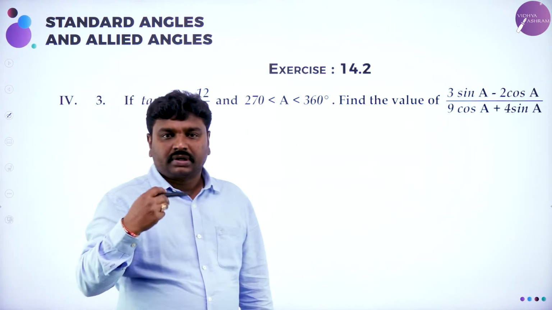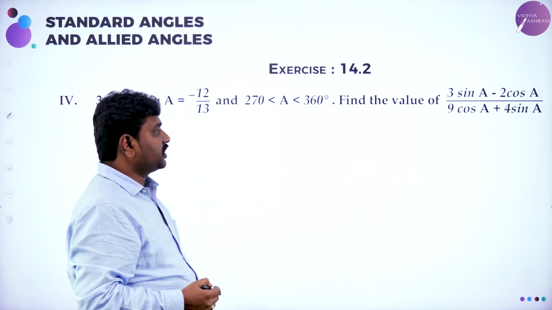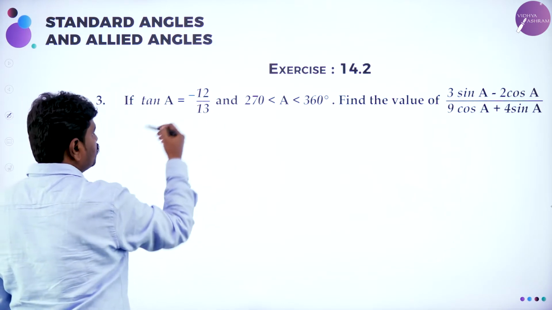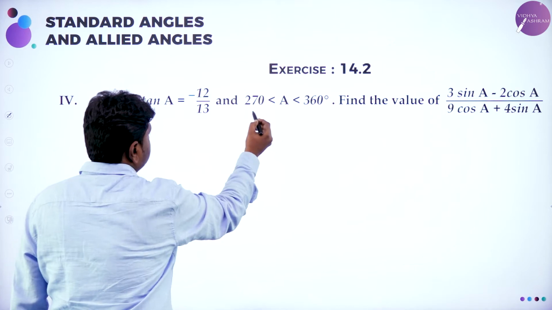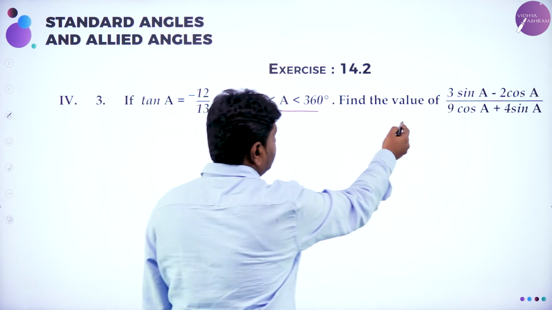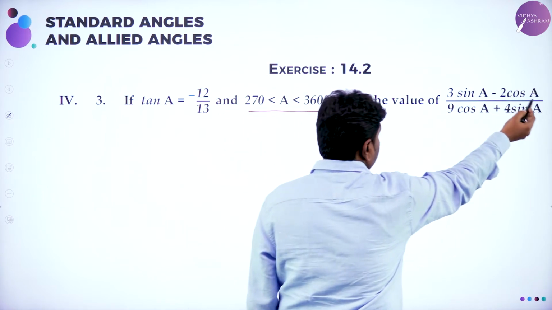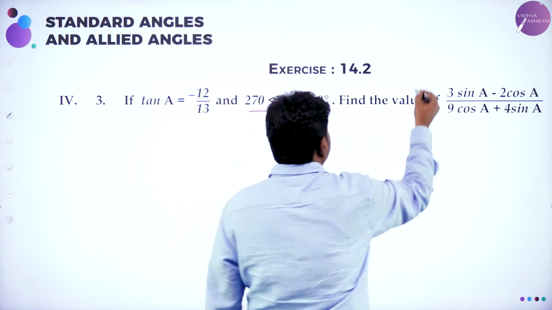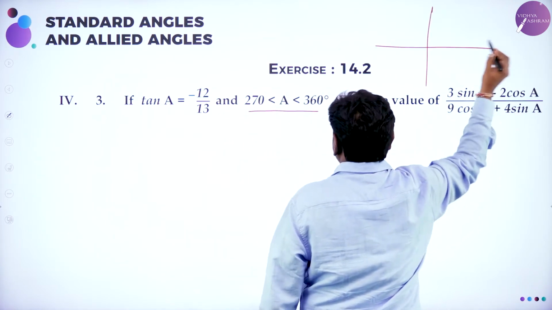Next. Okay, dear students, now we'll start with problem 3. Problem 3 is tan A is minus 12 by 13 because A lies between 270 and 360. They want you to find the value of 3 sin A minus 2 cos A by 9 cos A plus 4 sin A. For that, first you draw the quadrant system.